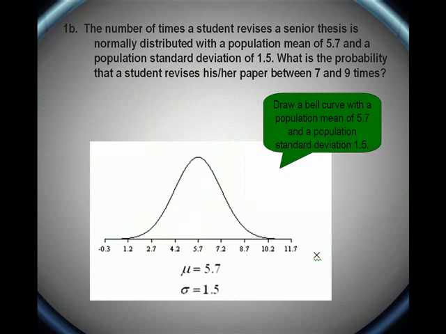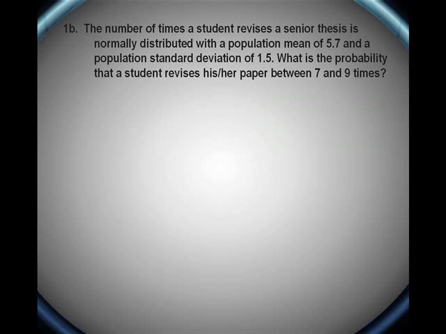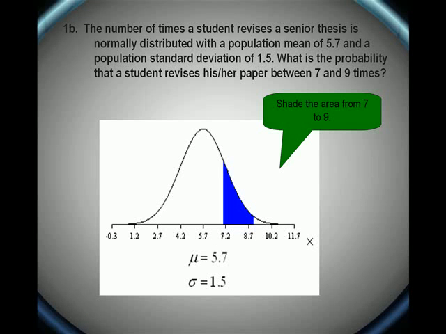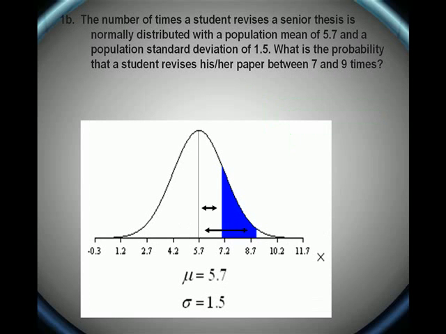Okay, so for part B, we want to know the probability that we get between 7 and 9. So we still have our bell curve. Now we're going to shade the area from 7 to 9. And so what we can do is calculate the two areas I kind of have designated here from 5.7 to 9 and also from 5.7 to 7. We can't go directly there because we can only calculate from the mean to some point.